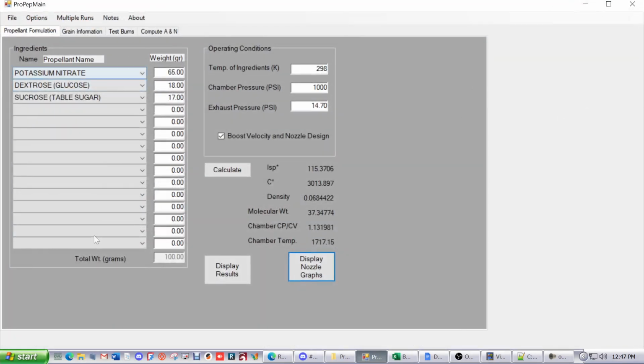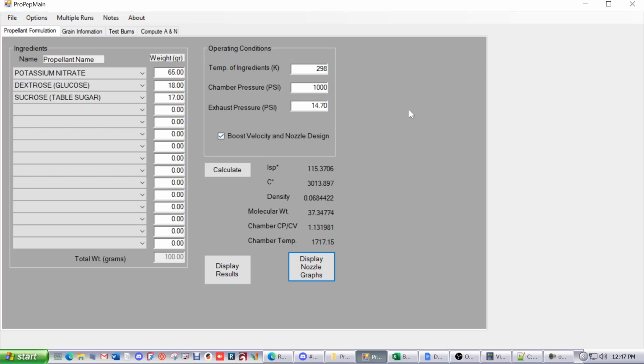Okay, ProPep 3 is open. I've put potassium nitrate, dextrose, sucrose. Now it says weight, and I've just converted my percentages to weights. So 65 grams, 18 grams, 17 grams. So you can see the relation: 65%, 18%, 17%, 100%, or 100 for the whole. Left the default operating conditions.